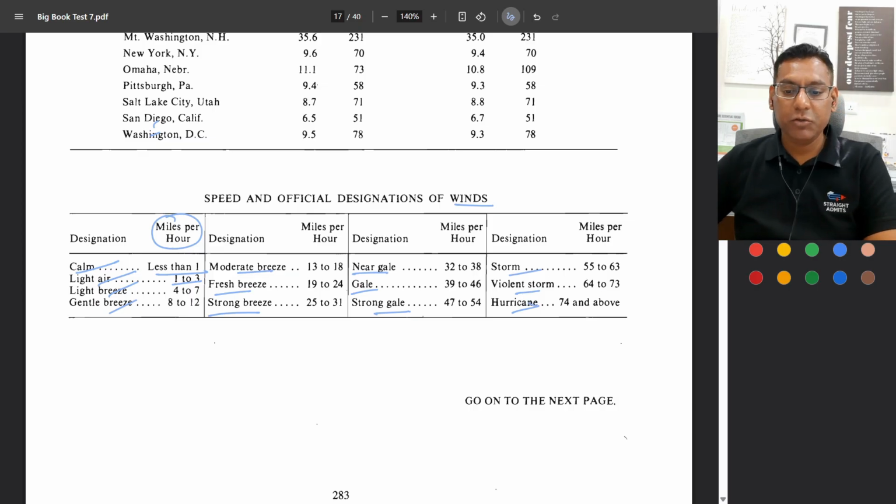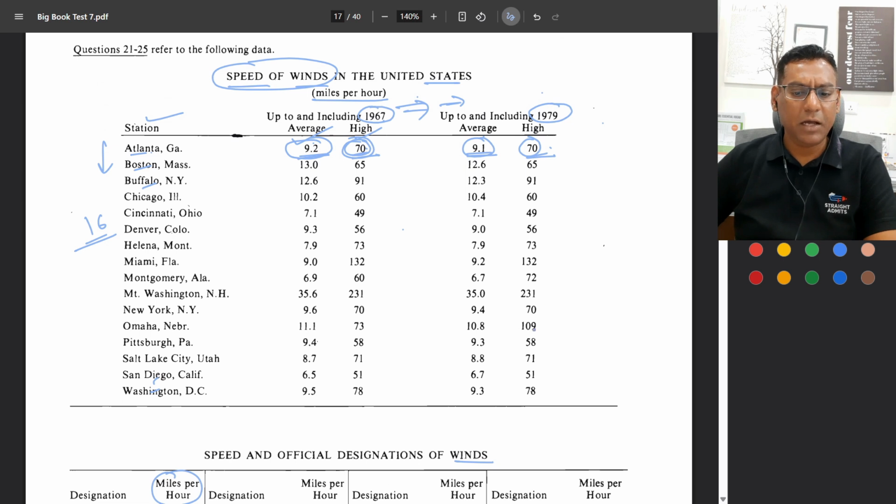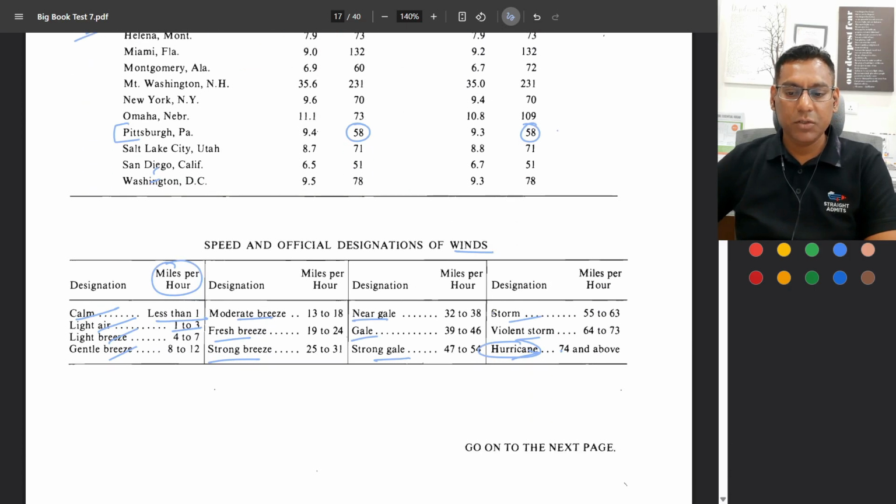So I'm expecting questions like, was there a hurricane ever in, let's say, Pittsburgh? So in Pittsburgh, the speed never crossed 58. So the maximum that they experienced was always a storm. Okay, they never experienced a hurricane. That kind of calculation they might ask.